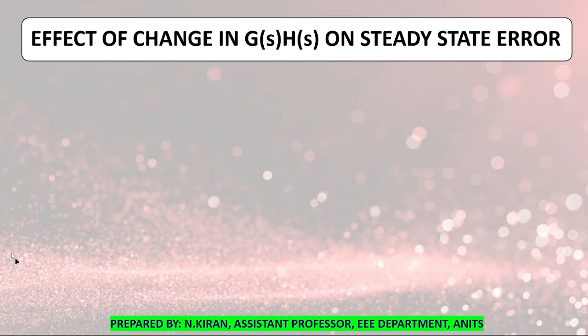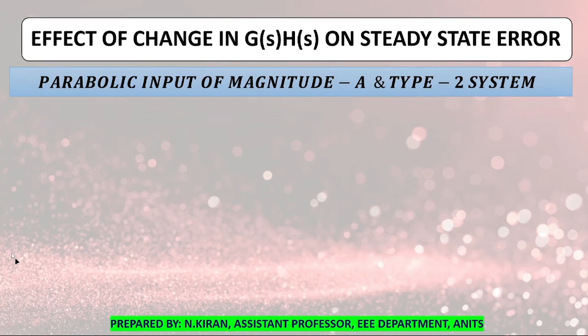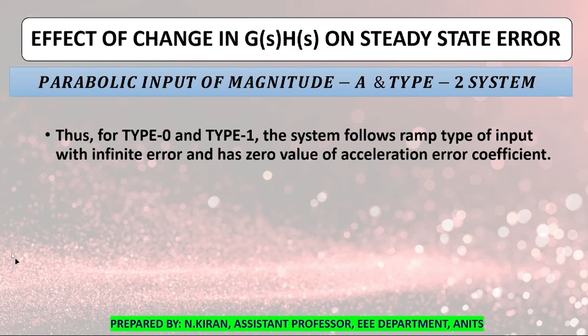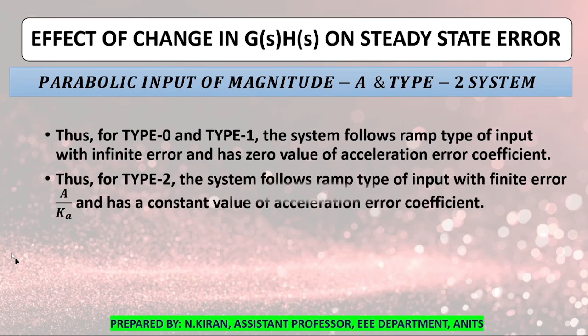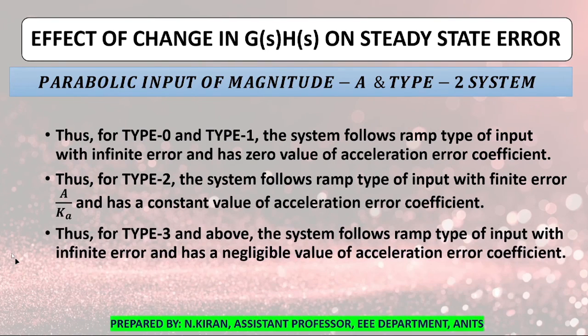So hence I can conclude that for parabolic input, for type 0 and type 1 systems, we will get the acceleration coefficient to be 0 and steady state error to be infinity. For type 2 system, we are getting a constant error coefficient as well as a constant steady state error. And for type 3 and above, we are getting the acceleration coefficient value to be infinity and a steady state error of 0.